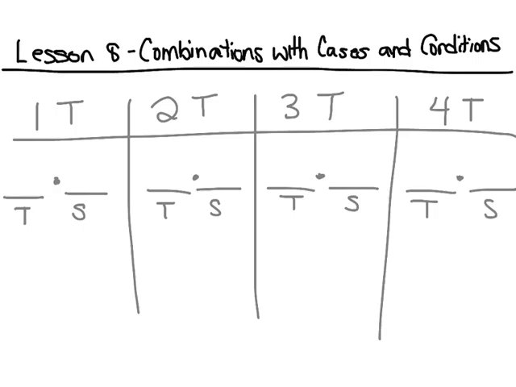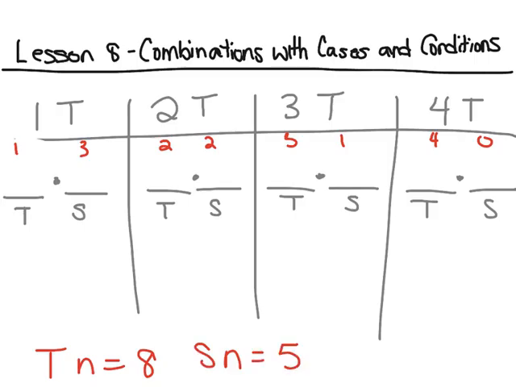If there is 1 teacher, that means we need to pick 3 students. If there's 2 teachers, we need 2 students. If there's 3 teachers, we need 1 student. And if there are 4 teachers, we need 0 students. We know that N for the teachers is 8, and N for the students is 5.